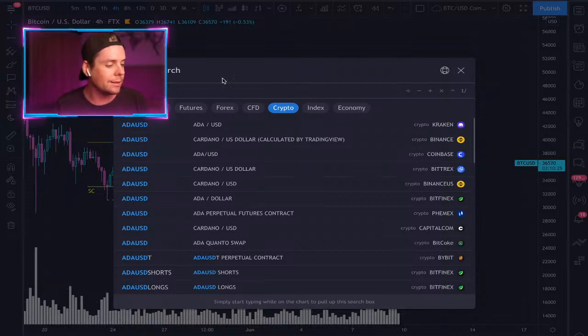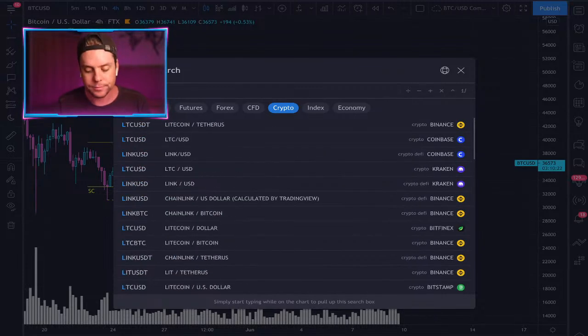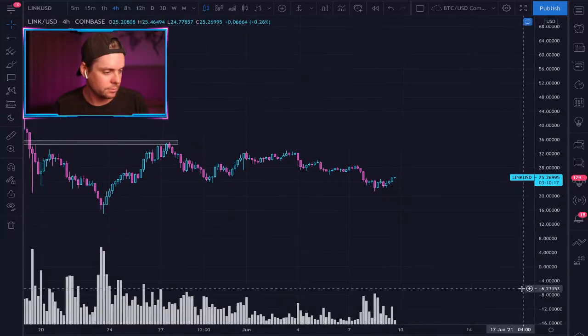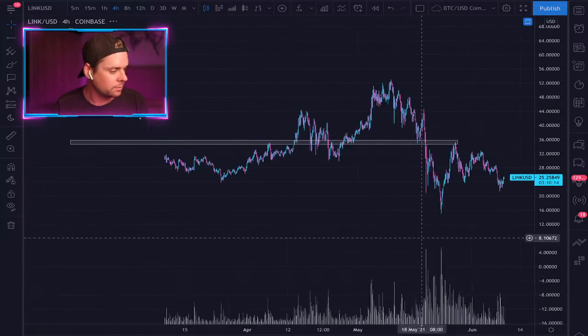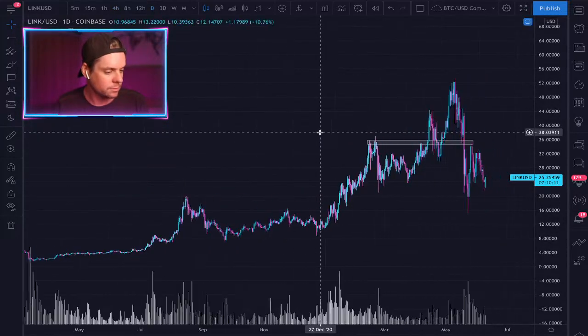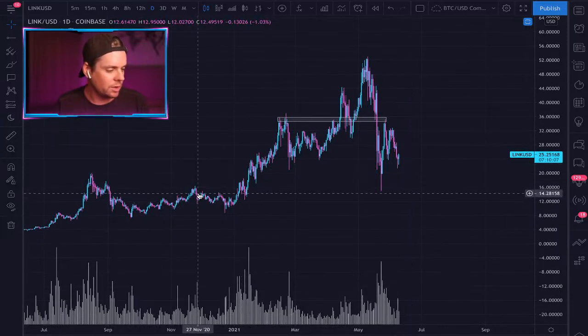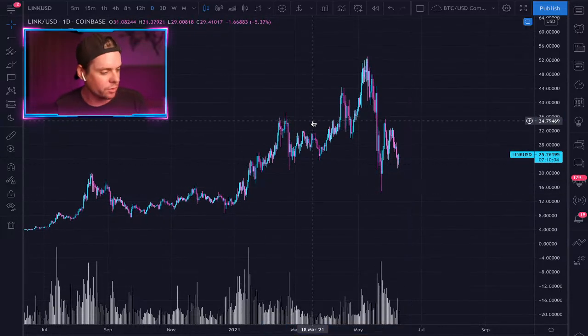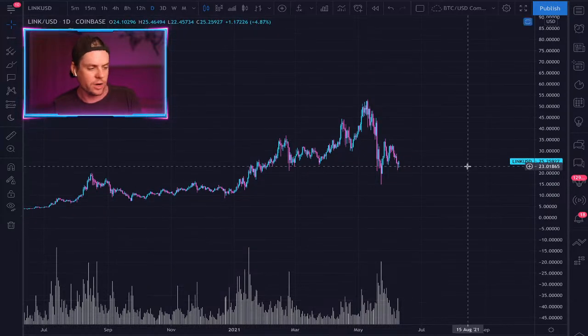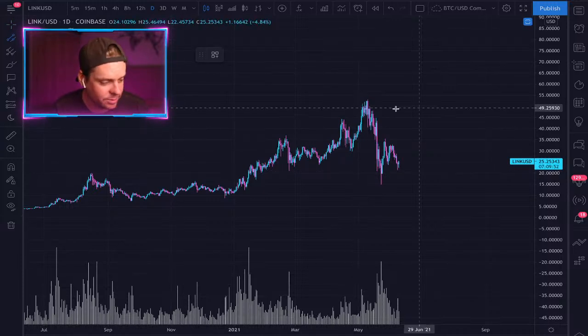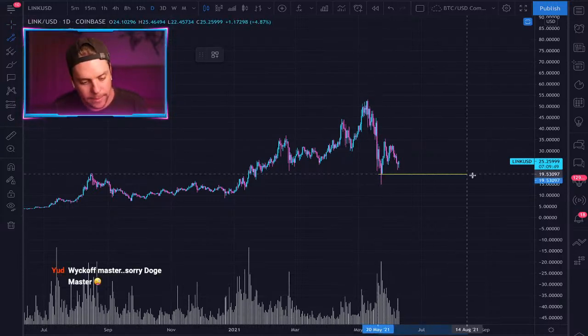Okay, fine. We got Link. We'll take a look at Link. I haven't looked at Link in a while. Okay, so pretty volatile. It's kind of the same story amongst a lot of these other ones. It's very much following the total 2 structure and following Ethereum structure. So we can ignore a lot that's happened in the past back here and just focus on the present.